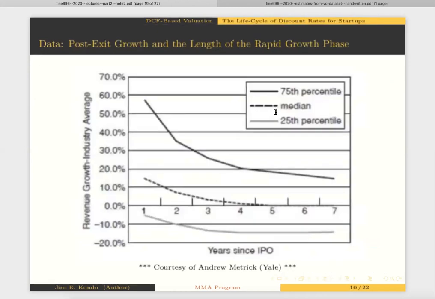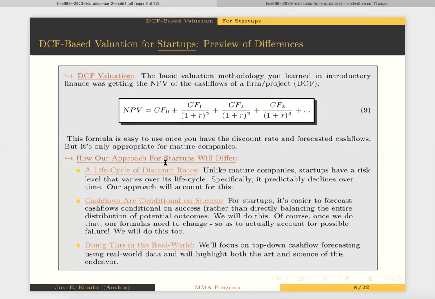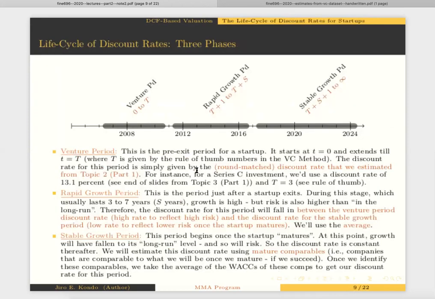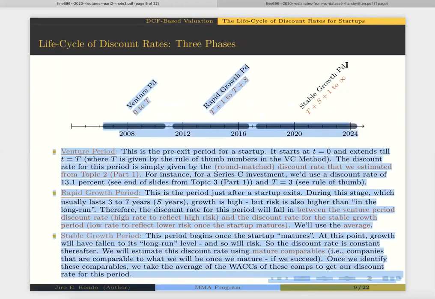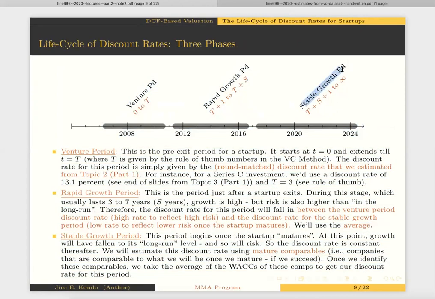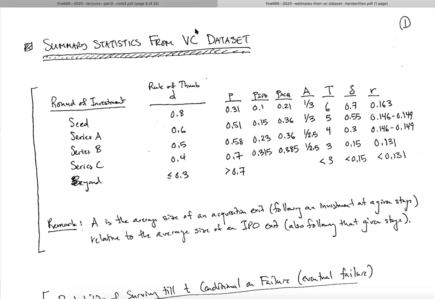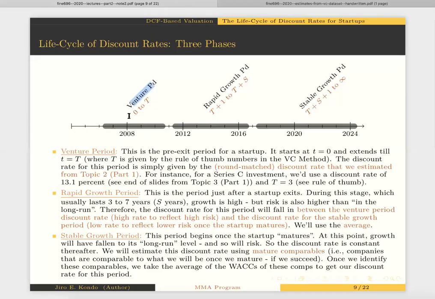All right, so that basically summarizes the life cycle of discount rates for a startup, right? So we basically do the same calculation as we would do for a mature company, but using mature comparables for the stable growth period. For the venture period, as I said, we use just summary data from a large sample of historical VC investments because it's the best we can do. We can't get direct comparables for a startup in the venture period because you almost never have publicly traded comparables to startups in the venture period.